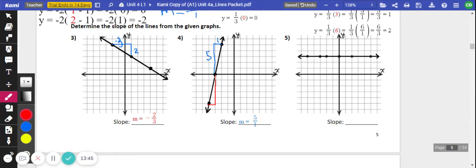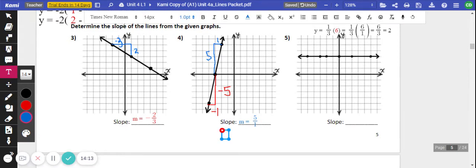So with this red one here, the red slope triangle, I'm going down 5, which is going to be my -5. And then left 1 is going to be -1. So anytime I go left or down, I have a negative number, and otherwise I have a positive number. So what does that look like for my slope?